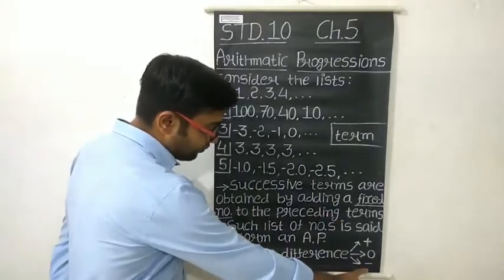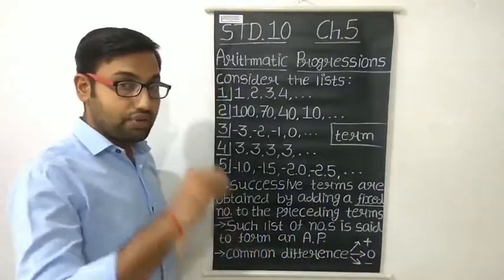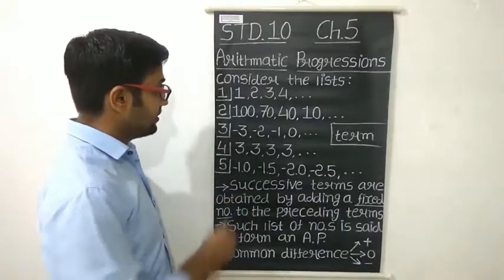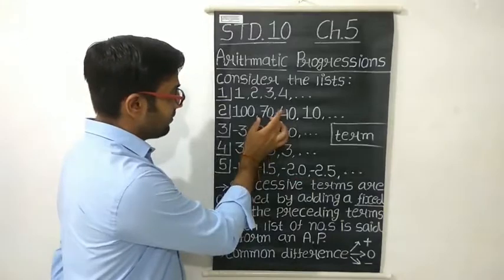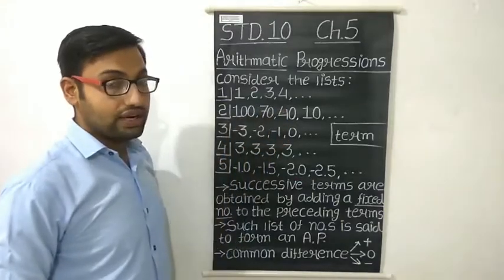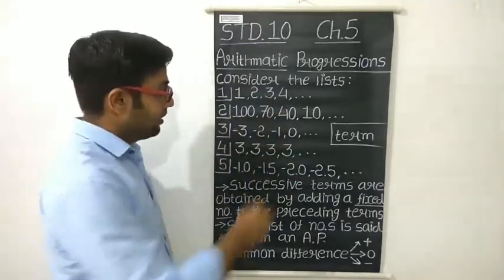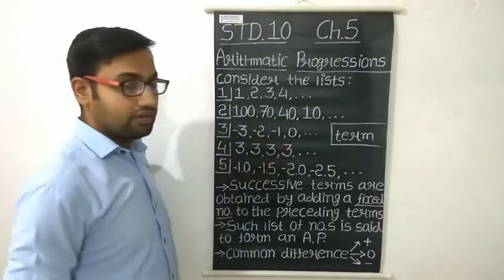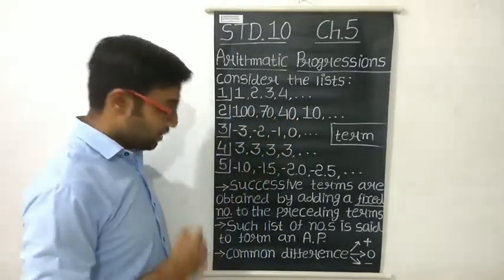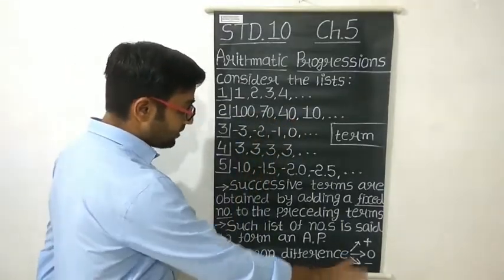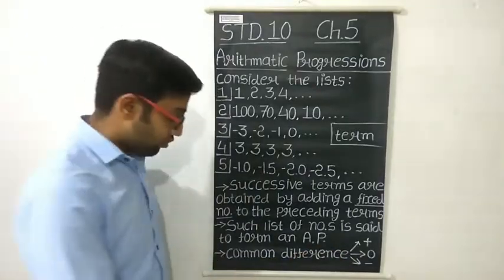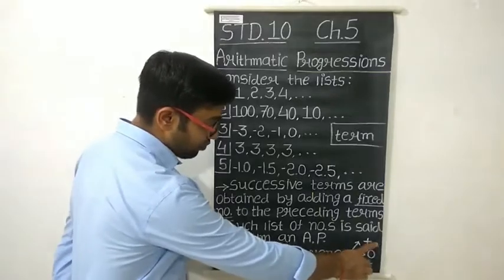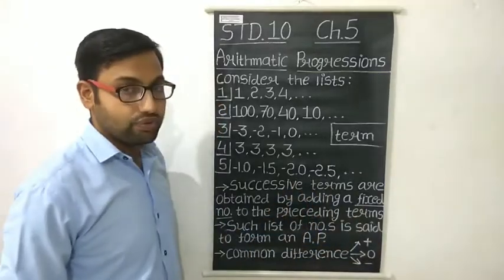Now what is the case for minus? When the common difference is minus, which case is this? This second one is that case. If we subtract 70 and 100, what will we get? Minus 30. If we subtract 40 and 70, what will we get? Minus 30. So in this case, the common difference is negative. So the common difference can be any value: positive, negative or 0.